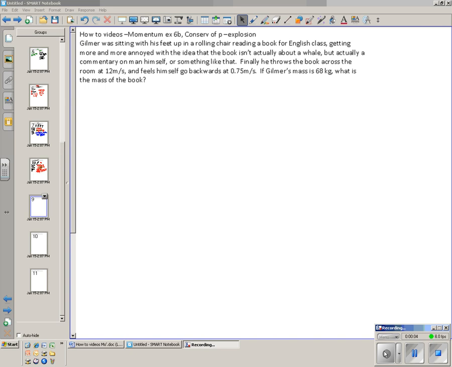How-to videos, momentum example 6B, conservation of momentum, another explosion problem. Okay, this is once again demonstrating that we don't actually need a chemical explosion.